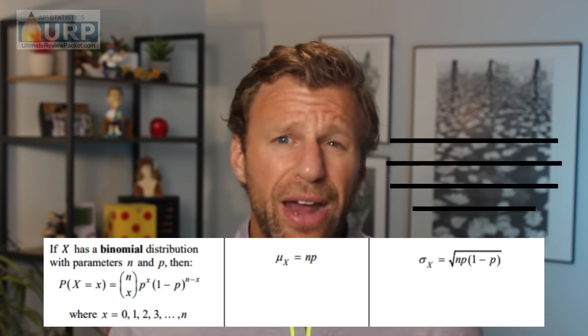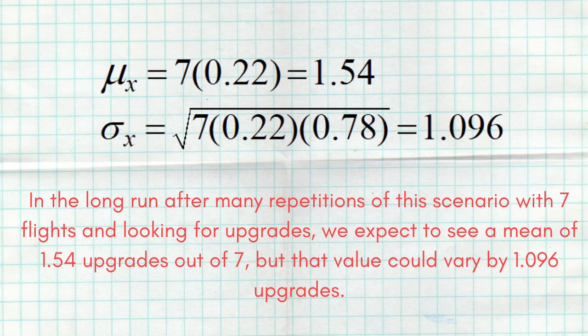Now, these 2 formulas for the mean and standard deviation of a binomial distribution are given to you on the AP exam. But what matters most is that you know how to explain them. So in our scenario, this would mean that in the long run, after many repetitions of this scenario with 7 flights and looking for upgrades, we expect to see an average or a mean of 1.54 upgrades out of 7. But of course that number could vary, it could be more, it could be less. That's where the standard deviation of 1.096 comes into play.